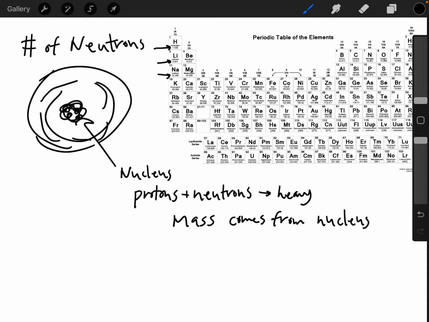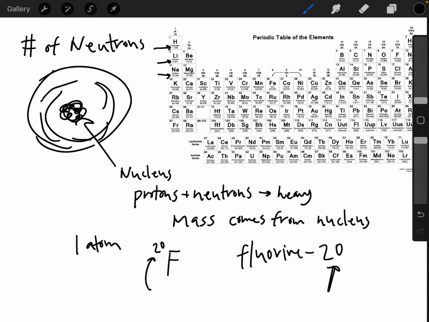There's also something called a mass number, and that's just talking about one atom. Typically you'll see something like F-20, or you'll see fluorine-20. The 20, in either notation, is telling us that it has a mass of 20.